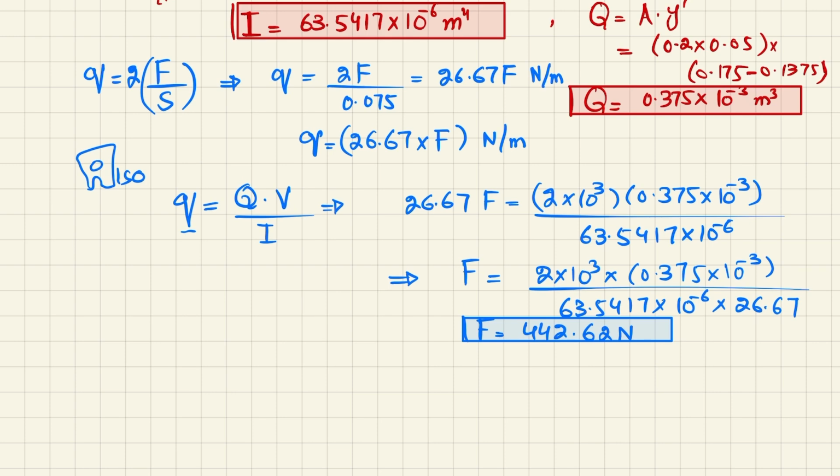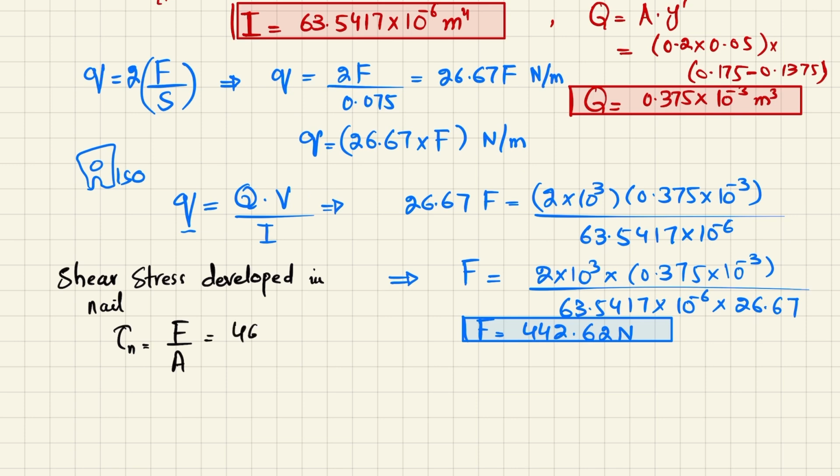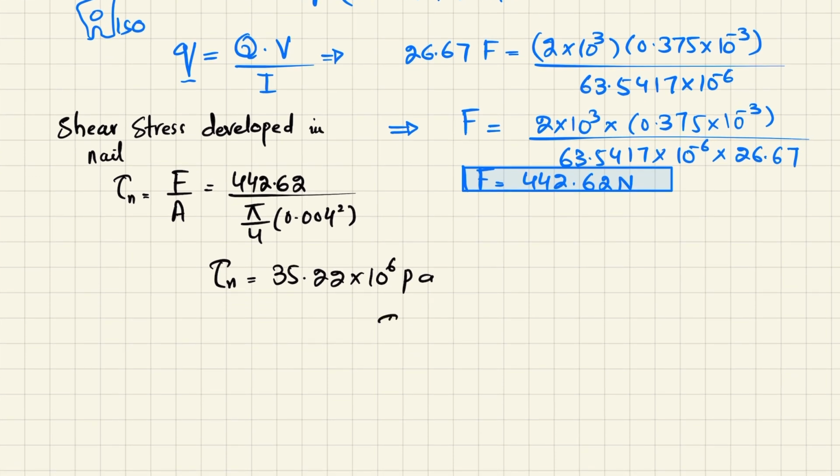So what we will do, we are interested to find the shear stress developed in the nail, which is shear in nail, which is equal to horizontal shear force per unit area. So 442.62 divided by the area, where the diameter of the nail is given. So area is pi by 4 into d square, which is 4 millimeter. So in meter it is 0.004. So when you solve this, you will get the shear stress in the bolt or nail is 35.22 into 10 raised to power 6 Pascal, or you can say the shear stress developed in the nail is 35.2 megapascal. Okay.